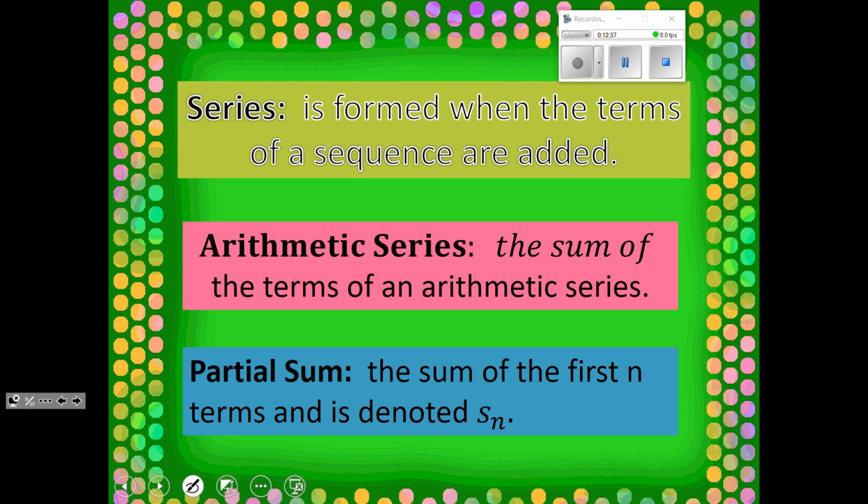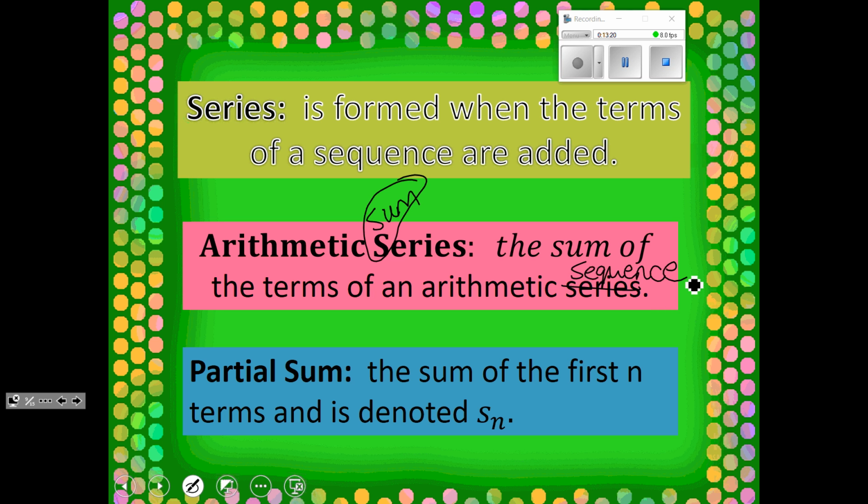Okay, let's move on. Let's talk about a series. A series is formed, and I want you to think, series sum. They both start with S. It's when all the terms in the sequence are added together. What you get when you add all the terms of the sequence. An arithmetic series is the sum of the terms of an arithmetic sequence. This should say sequence. Sorry for the typo. I'll need to fix that.